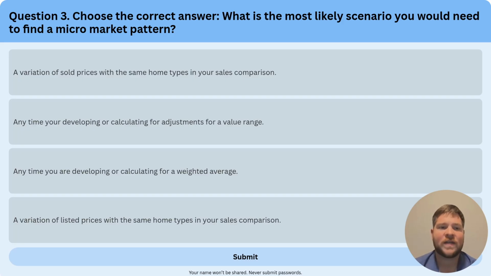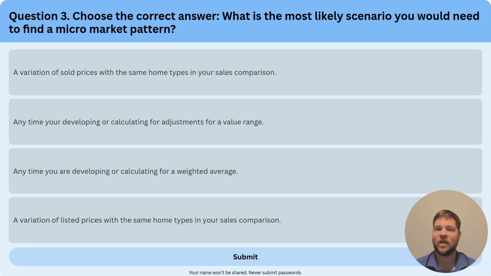Okay, the correct answer is A. So what is the most likely scenario you need to find a micro market pattern? When you see a variation of sold prices with the same home types in your sales comparison, right? What's the difference between A and B and D? A variation of listed prices, a variation of sold prices. You never compare listed prices. We discussed this. So it has to be a variation of sold prices within your home types of sales comparison.